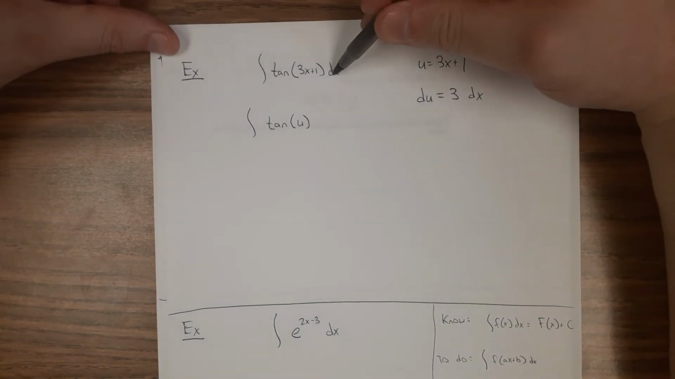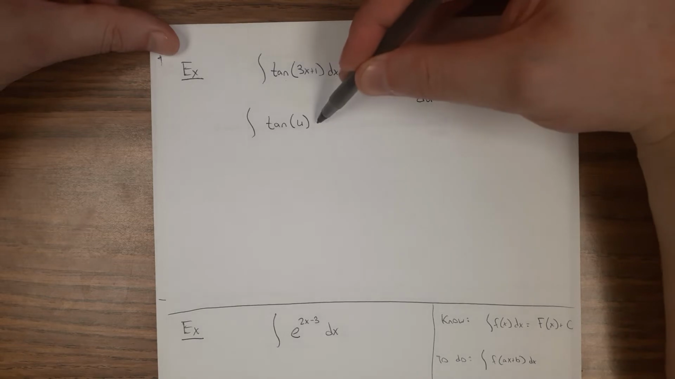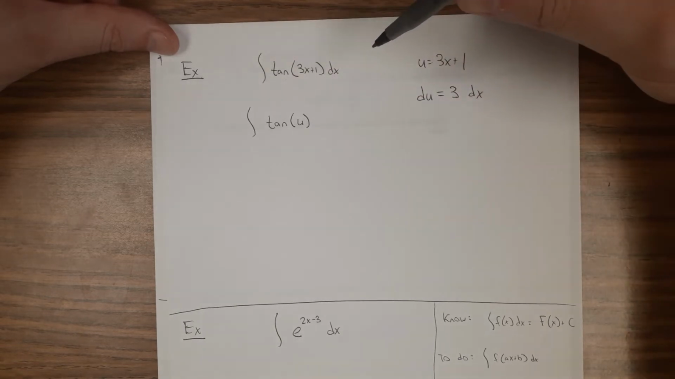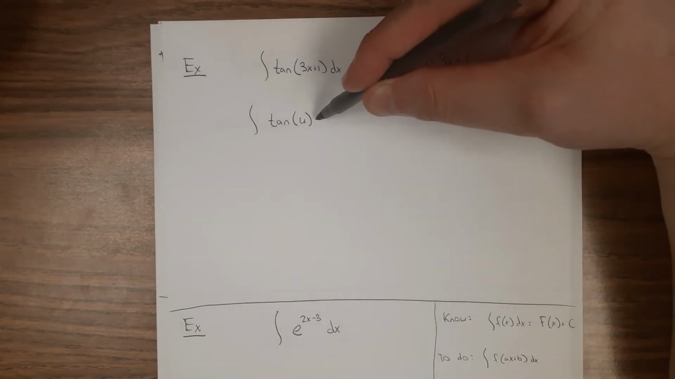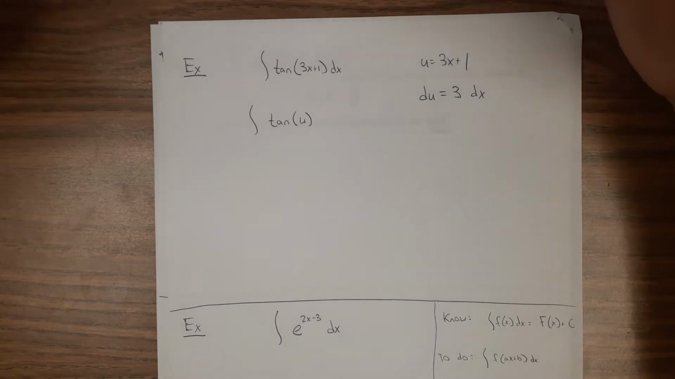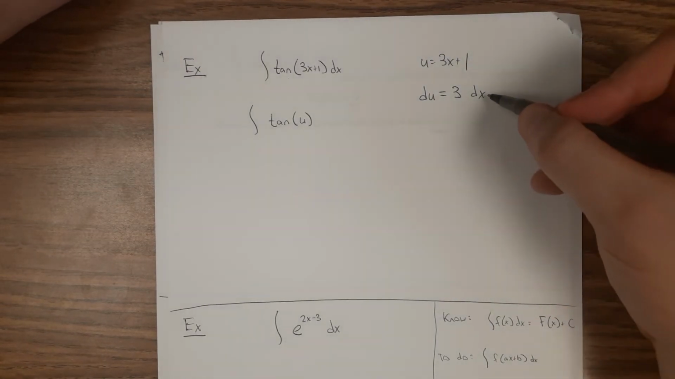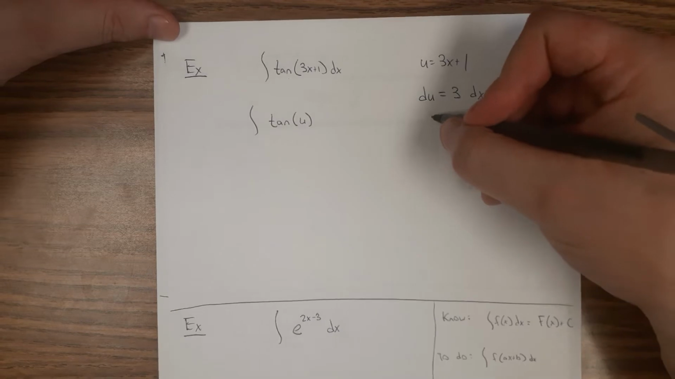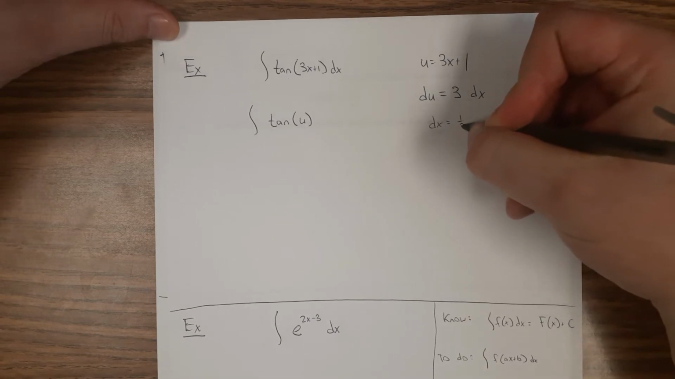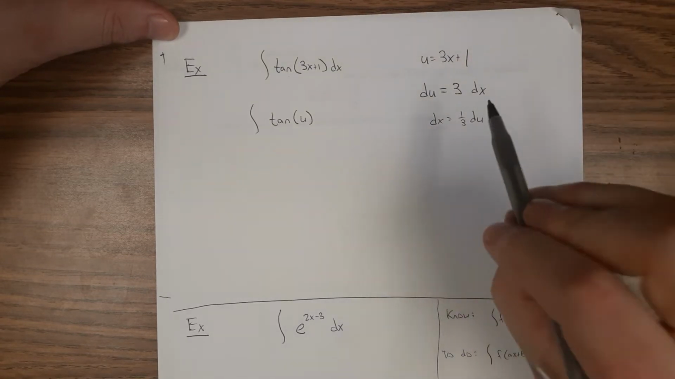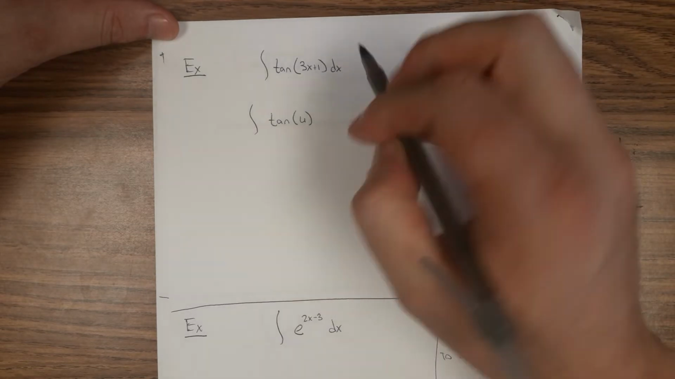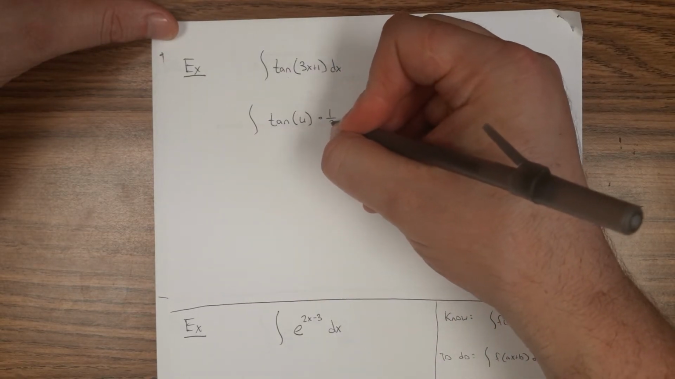And then what am I going to do with the dx? Somehow the dx needs to be accounted for. But I don't just want to write dx because I don't like the letter x. I want to complete the substitution, meaning I only want to see u's, I don't want to see x's. I'm just going to do the same thing again. I can solve for dx. dx is 1/3 du. And instead of dx here, I'm going to write 1/3 du.